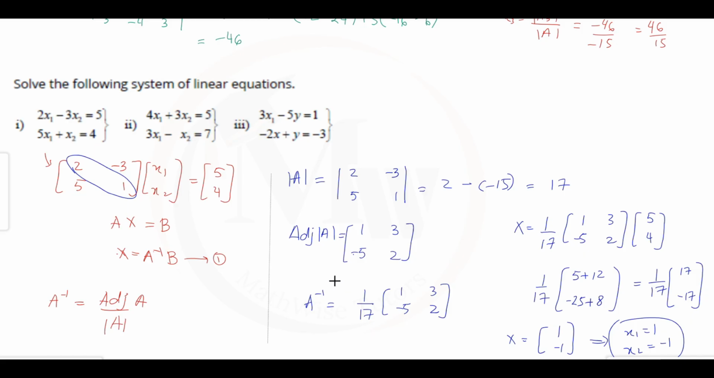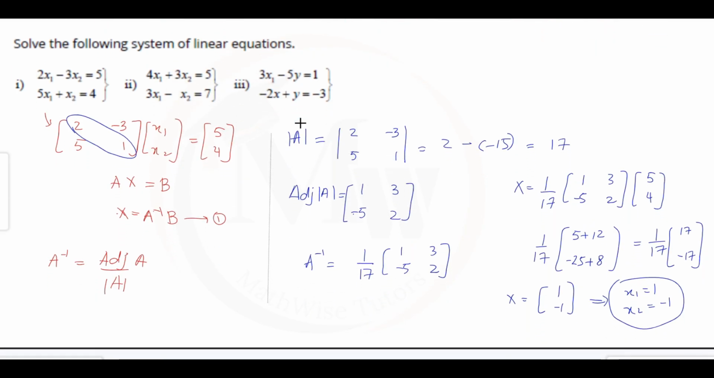And for the same question, you can also use the Cramer rule and you will get the same values. Method will not affect the answer. Any of the methods you use will give you the same answer. So you can also use the Cramer rule.